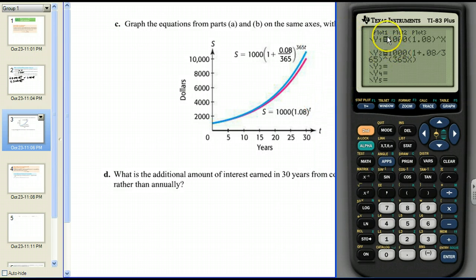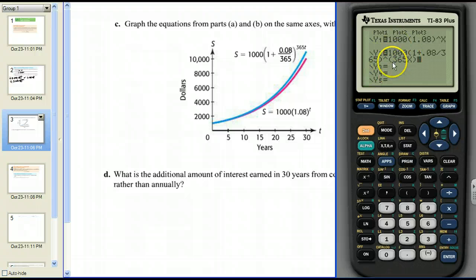This is what they look like when they go into the calculator. 1,000 times 1.08 to the x power is this one right here, and 1,000 times 1 plus 0.08 divided by 365, to the 365 x power. A couple things to notice. One, it says t in both of these equations, and I'm using x. That doesn't matter, t, x, whatever you want to call it, but your calculator has x, so you'll use an x when you put it in your calculator.